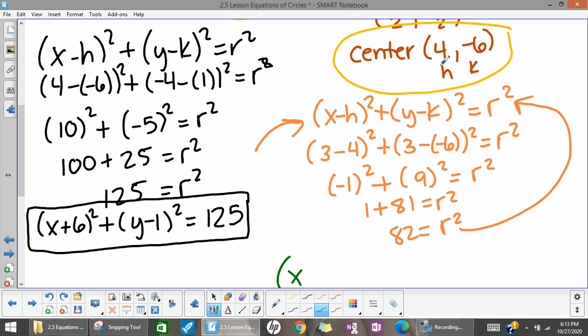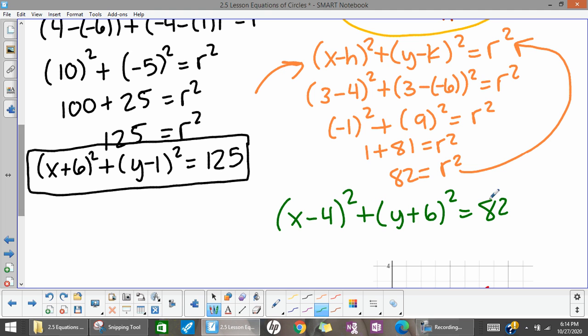So since my center h was +4, I'm going to have a negative there. Since k was -6, I'm going to have a plus. And then r squared is 82.